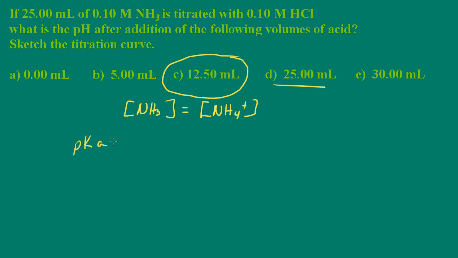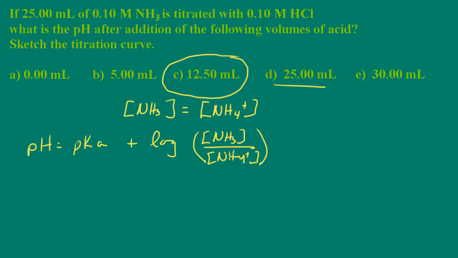Let's take a look at the Henderson-Hasselbalch equation first. We have the concentration of ammonia divided by the concentration of ammonium ion. So if these are equal, then what we have is log of 1, and log 1 equals 0. So at this point, pH is equal to pKa, which of course is equal to 9.26. So that's halfway through the titration.